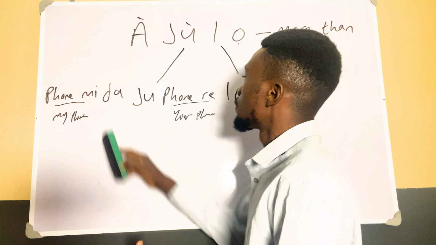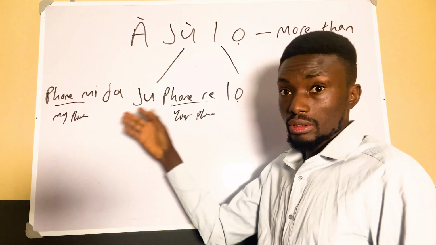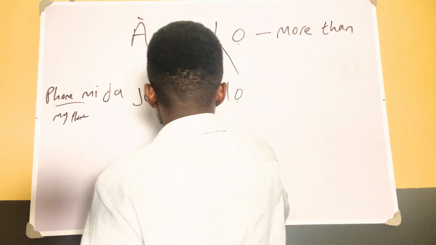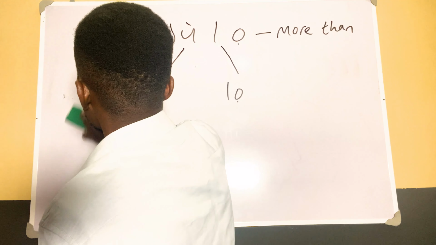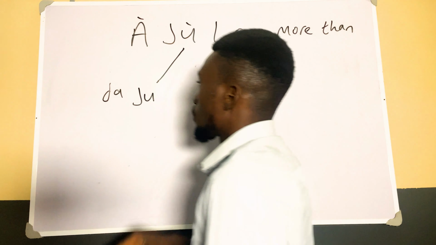So phone mi da ju phone relo. So my phone is better than your phone, but you can have something else instead of this. You can have what you want to say.